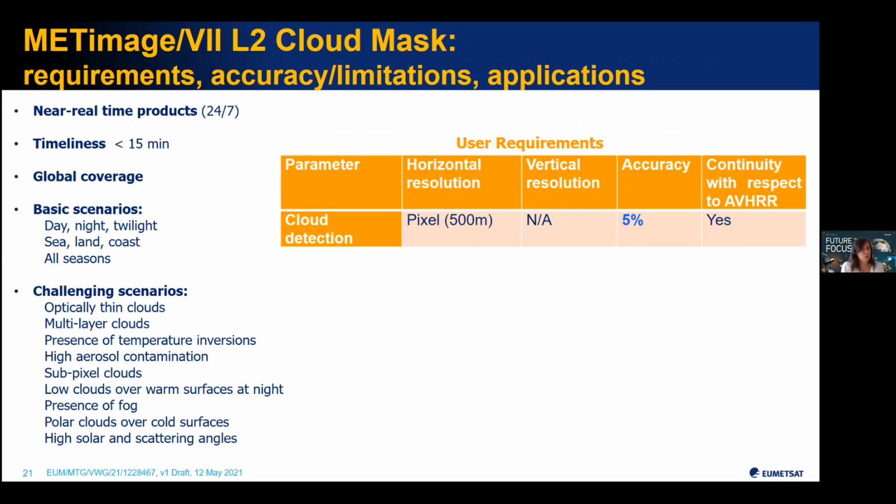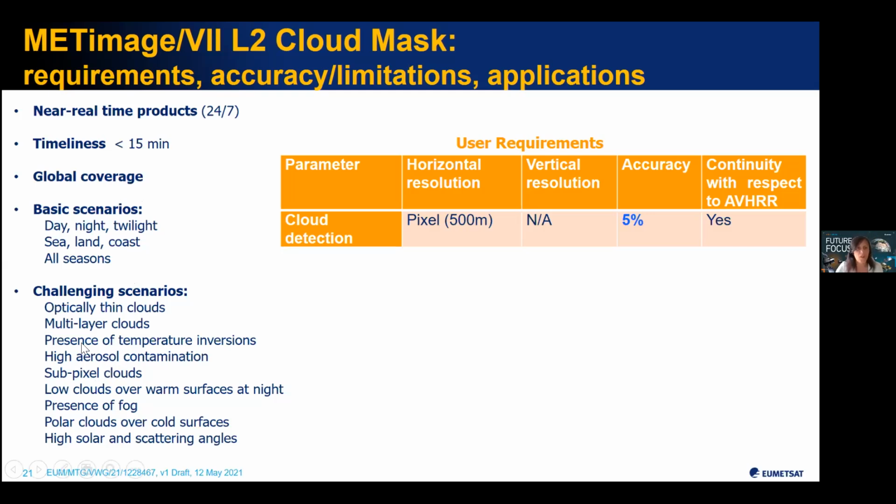Pros and cons of this product. So the EUMETimage cloud mask products are near real-time products, retrieved 24/7. The timeliness is about 15 minutes, so they are available within 15 minutes of the radiance acquisition. They have a global coverage over land, sea, day and night, all seasons. But of course, the global coverage implies also that they include some very challenging scenarios.